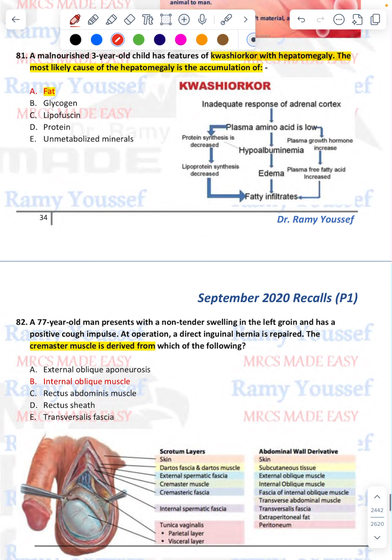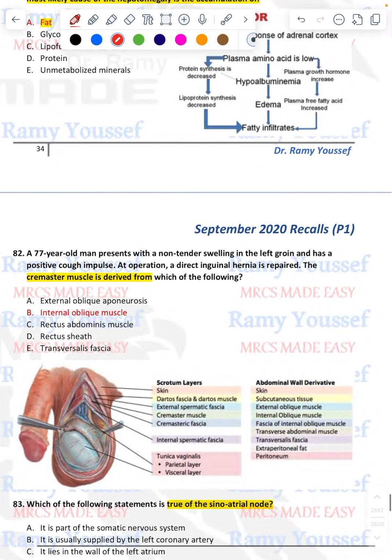Skin is continued as the skin. Abdominal wall: here is the dartos muscle, and Scarpa's fascia, and the subcutaneous skin is Camper's. So Scarpa's is continuous as dartos, external oblique muscle into external spermatic fascia, internal oblique into cremasteric muscle, and fascia of internal oblique into cremasteric fascia. Internal spermatic fascia is from transversalis fascia. Tunica vaginalis is from the peritoneum, parietal and visceral layer.